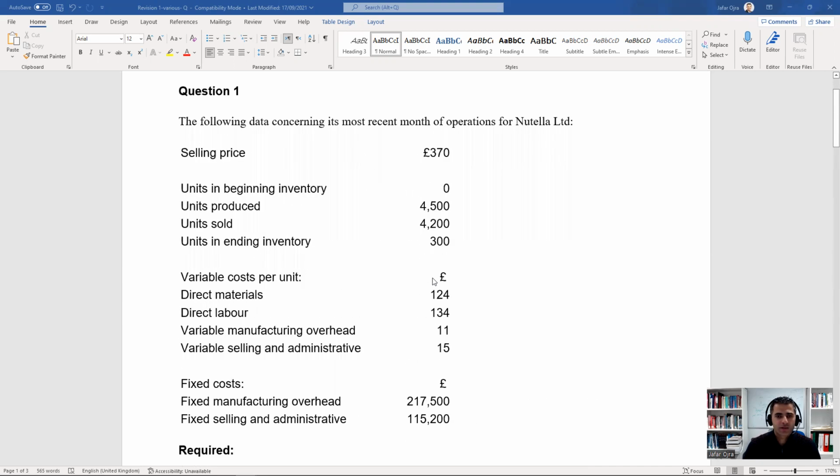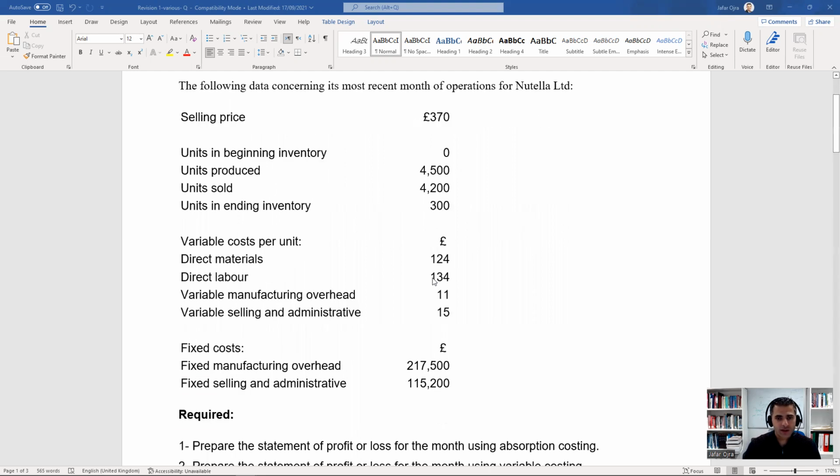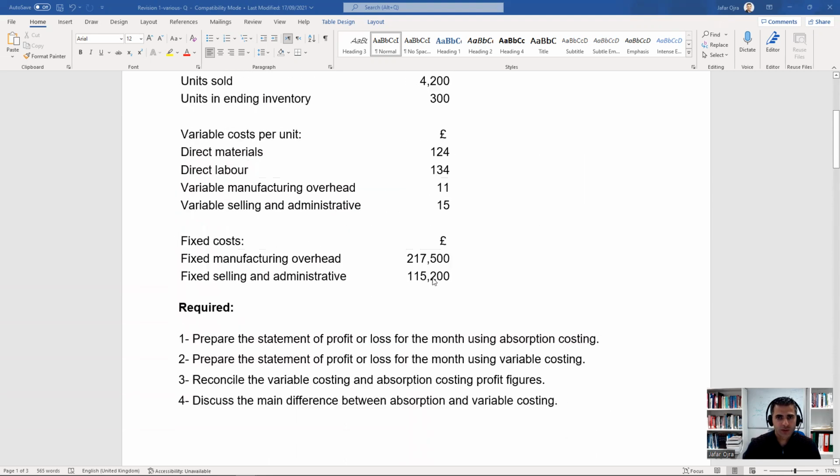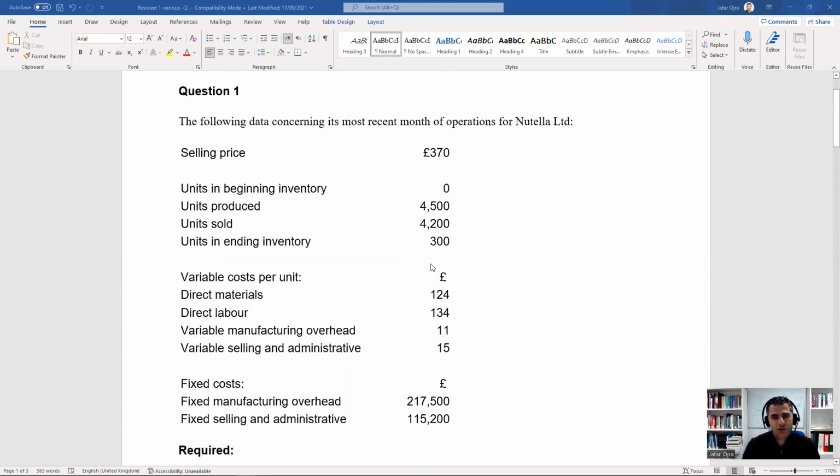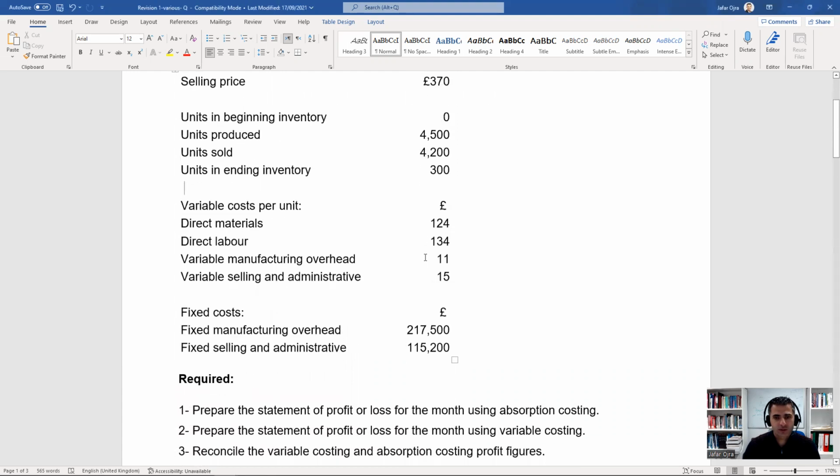So the first thing you need to do is calculate the product cost per unit using the two methods, right? Under absorption costing, we have direct material involved. We add it up because under absorption costing, you need to add all the costs, including the fixed and the variable manufacturing overhead. That's why we call it a full costing system.